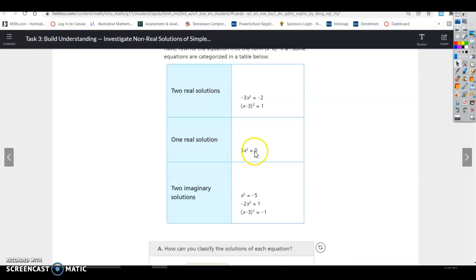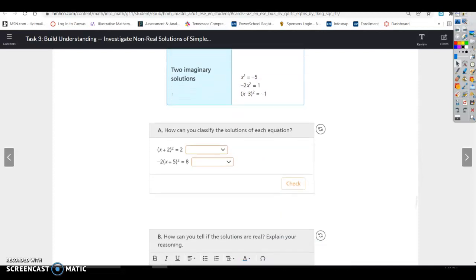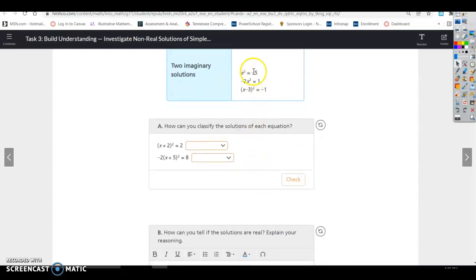Take the square root of 0 and you're going to get one real solution. If you take a square root of a negative number, you're going to get two imaginary solutions. Again, the second one here, you'd have to divide by -2 first. 1 divided by -2 is -1/2, which is a negative number. The square root of -1/2 would be an imaginary solution. So all three of these equations would produce two imaginary solutions.